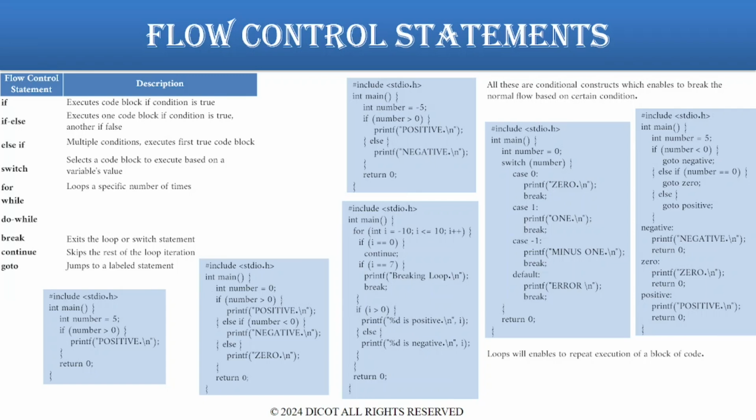While and do while loops will also function similarly, but with a little change in syntax. The while loop loops while a particular condition is true, whereas a do while executes the code block at least once, then it loops until the condition is true.